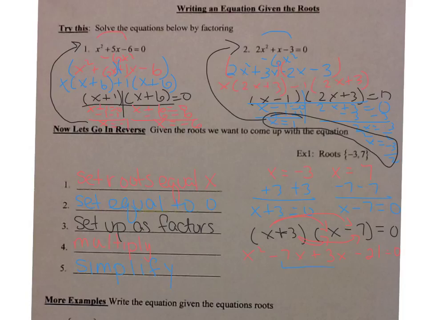So I do have like terms right here, negative 7x and positive 3x. That would be x squared. Negative 7x plus 3x is negative 4x. Minus 21 is equal to 0. And always make sure at the end that you do have it equal to 0. If you don't have it equal to 0, it's only an expression, not an equation.